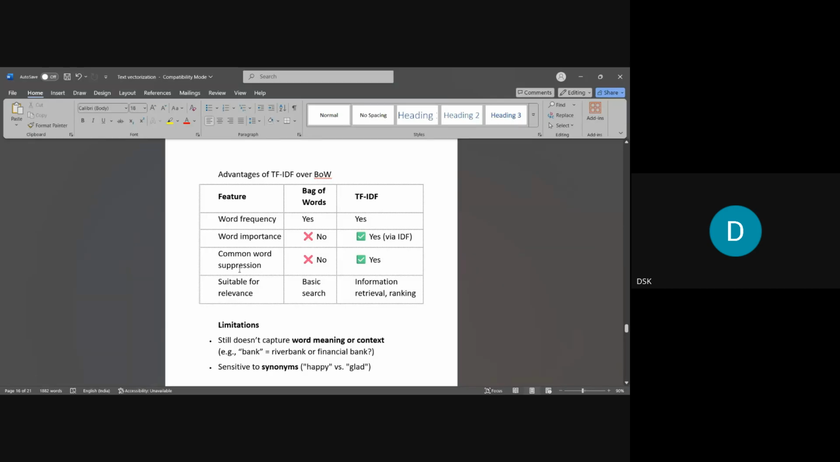So, advantages of TF-IDF over bag of words. Word frequency is there in both of them, but as you know, bag of words lacks word importance, while in TF-IDF it is there. And as you can see, common word separation is not present in bag of words, but it is present in TF-IDF. It is also suitable for relevance: bag of words is suitable for basic search, but TF-IDF is suitable for information retrieval, ranking, and so on.